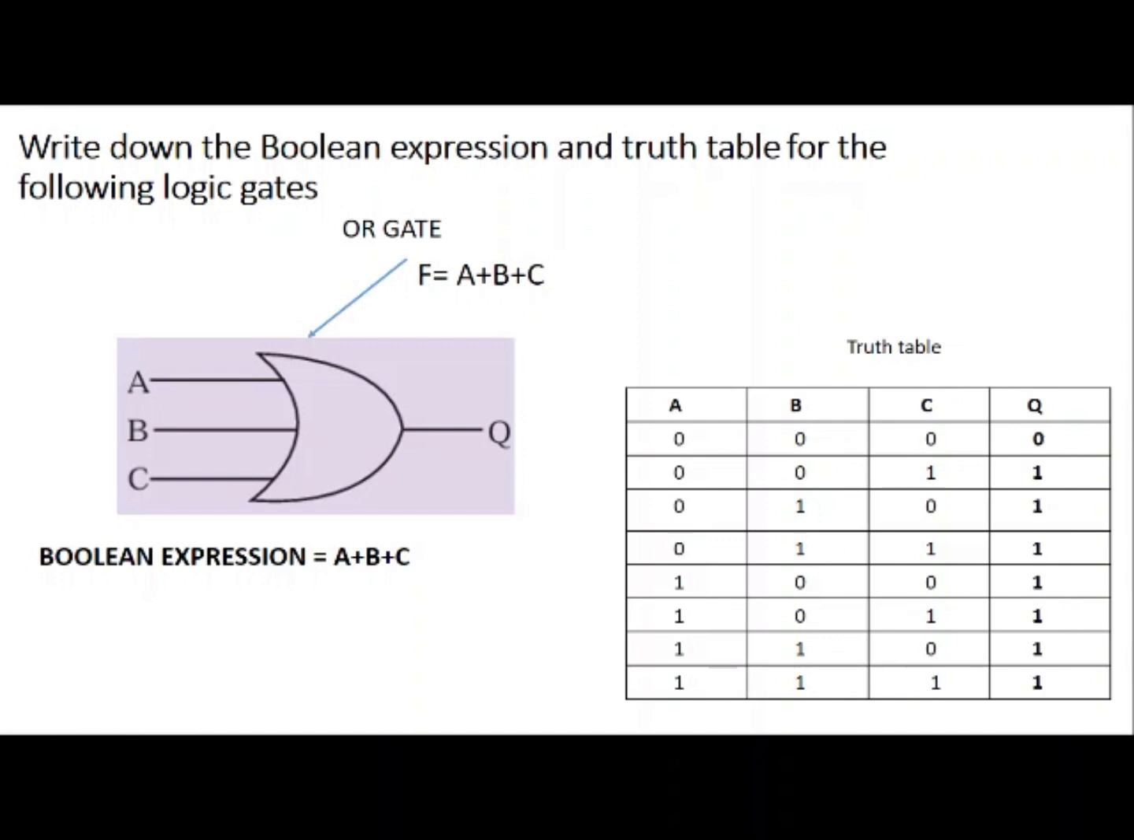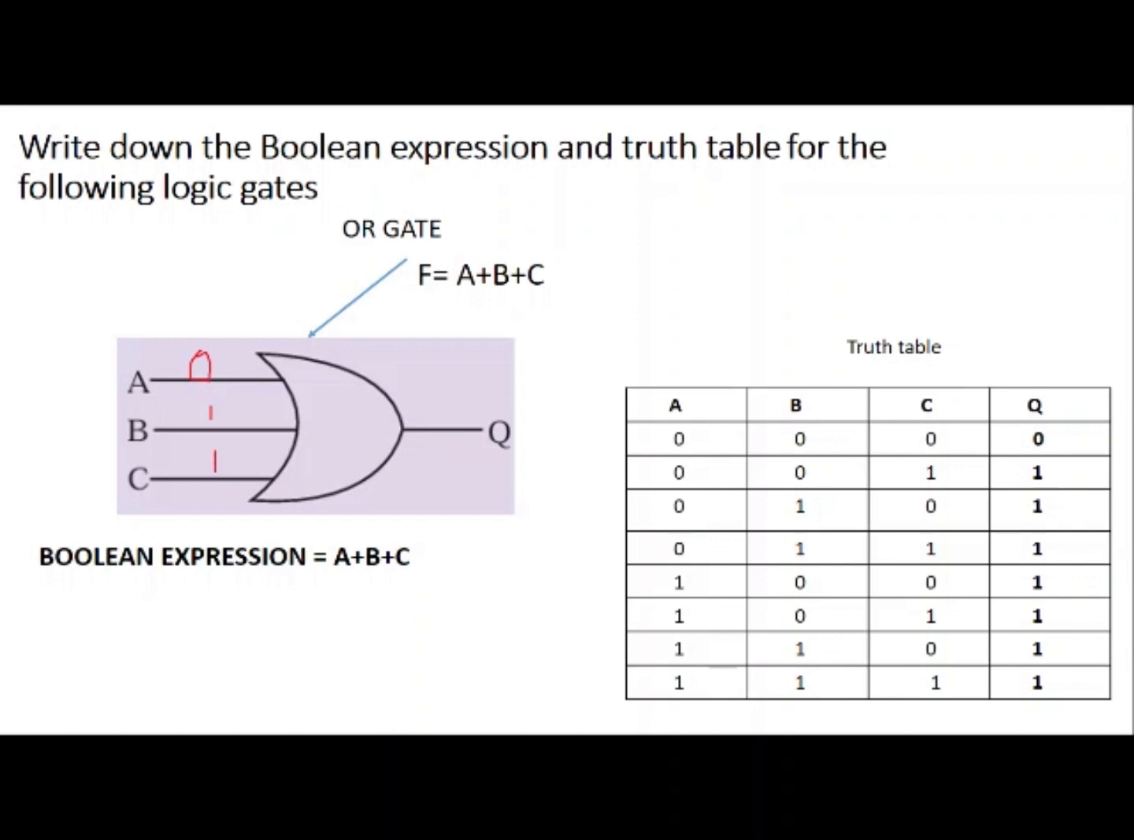So let's try to figure out how we got it. A is 0, B is 0 and C is 0. So all the inputs are 0. Then it would be 0 according to the OR gate. Now A is 0, B is 0 and C is 1. In an OR gate, if either one of the inputs is 1 or all the inputs are 1, then the output would be 1. Here C is 1, therefore the output would be 1. Next 0, 1, 0. Here also B is 1, therefore the output would be 1.